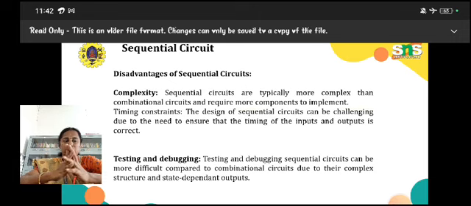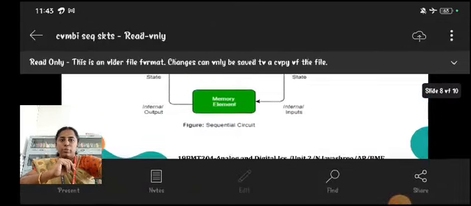Complexity, in the sense that the circuit depends on the previous input, makes the system very complex when performing the circuit for debugging. This is the sequential circuit. Let us summarize today's topic: sequential circuit.